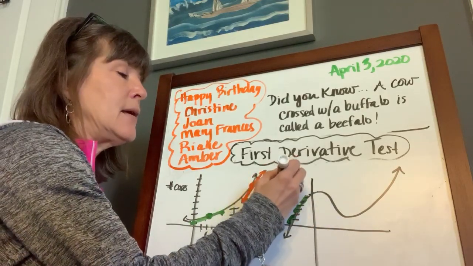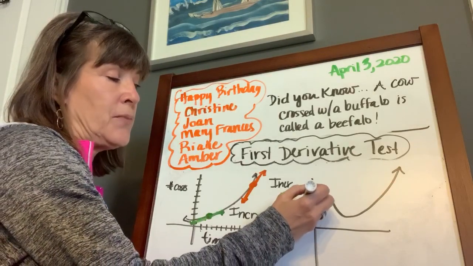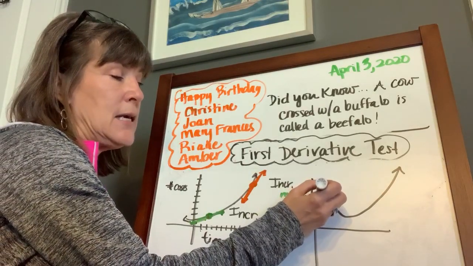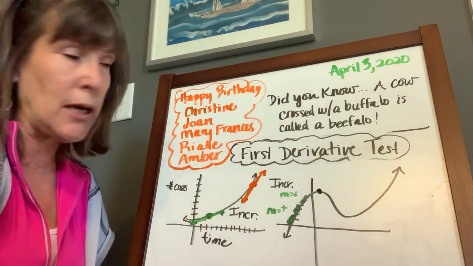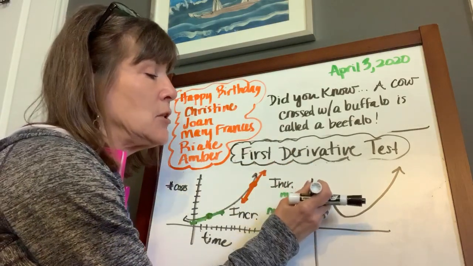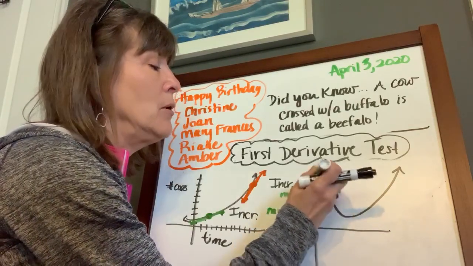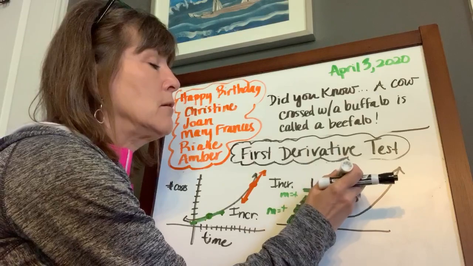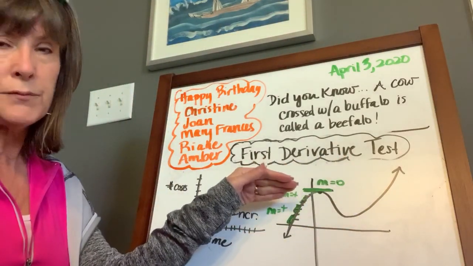So we say that this graph is increasing on this interval until about right here, something unusual happens. If I were to draw a tangent line right there, the tangent line would actually be a horizontal line. And you remember that the slope of a horizontal line is 0. At that point, it leveled off.